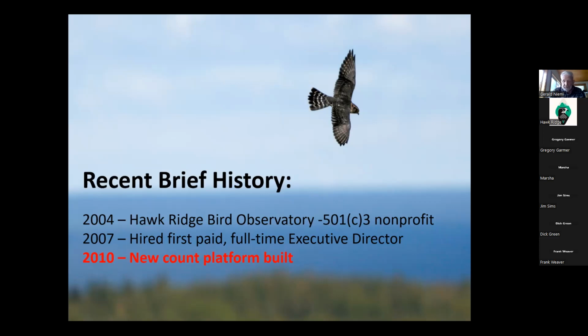There was a little bit of concern that the count could have changed a bit at that time because you could see a larger vista, if you will, up at Hawk Ridge, but we haven't analyzed that data very carefully yet.